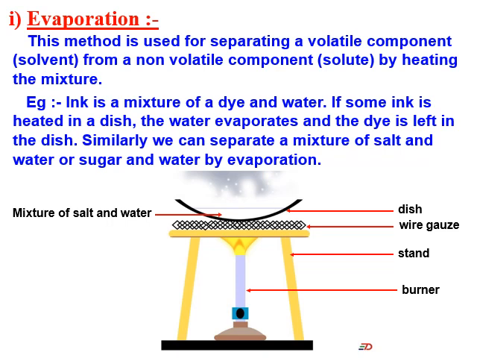Example: ink is a mixture of dye and water. If some ink is heated in a dish, the water evaporates. Water is a solvent, but it is volatile. It evaporates on heating and the dye is left in the dish. Similarly, we can separate a mixture of salt and water, or sugar and water, by evaporation.